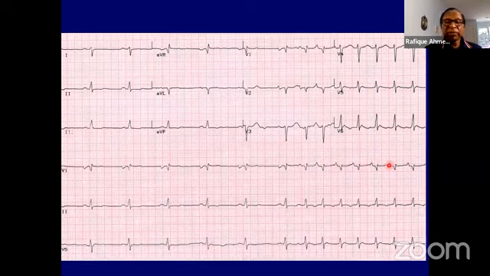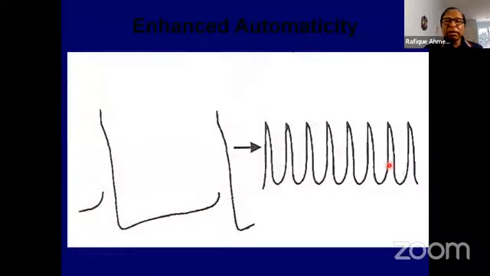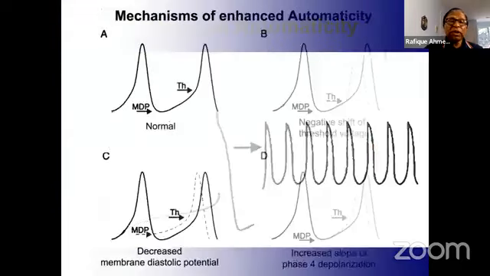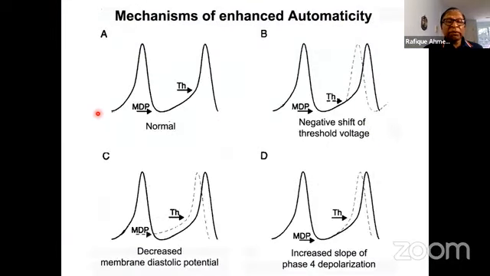And why did it happen? There can be enhanced automaticity of a focus. There's a focus which is dormant, like this, two action potentials far apart, and you can make it faster for whatever reason. And I'm going to come to this. You remember that the sinus node action potential that I showed is a little bit of a sinusoidal wave. This is normal. If I make the threshold here, that means move it to negative, the action potential will come earlier and the rate will be faster.